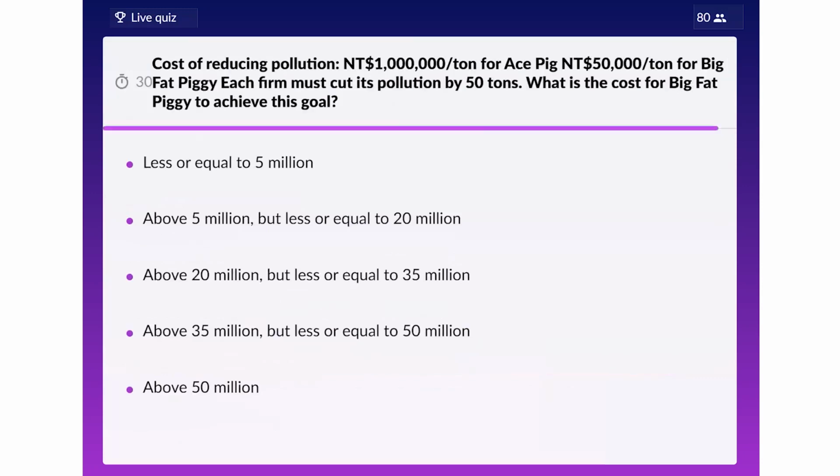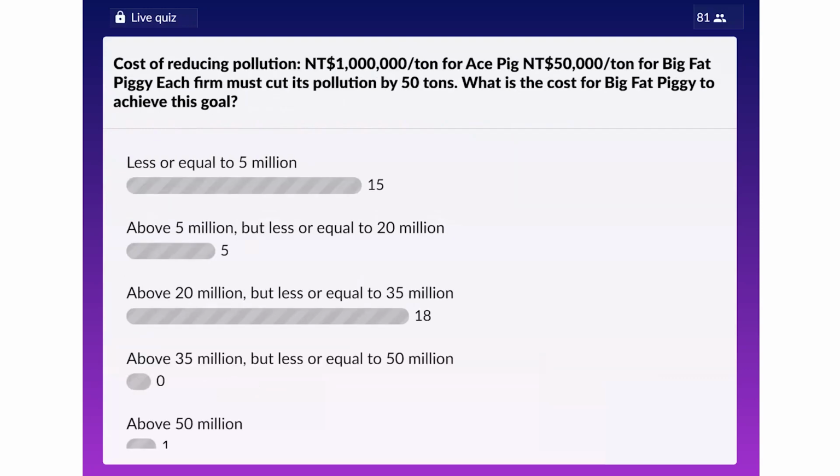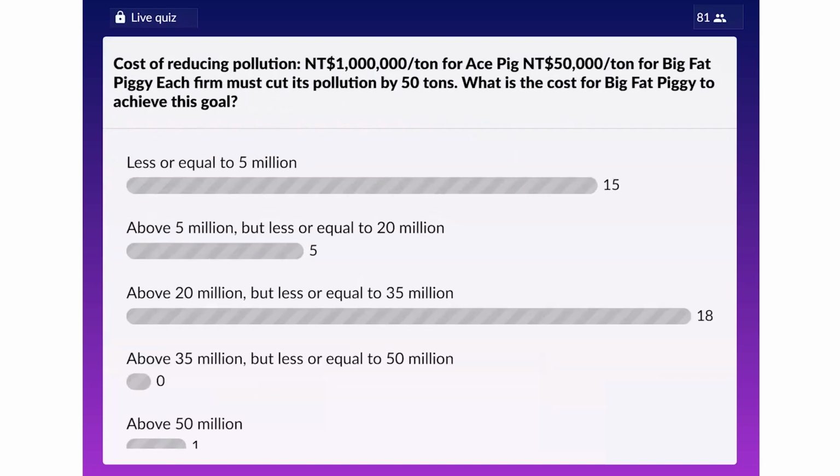So what about Big Fat Piggy? So again, we have the same cost. And the question is, Big Fat Piggy also has to cut pollution by 50 tons. So what is Big Fat Piggy's cost to achieve this?